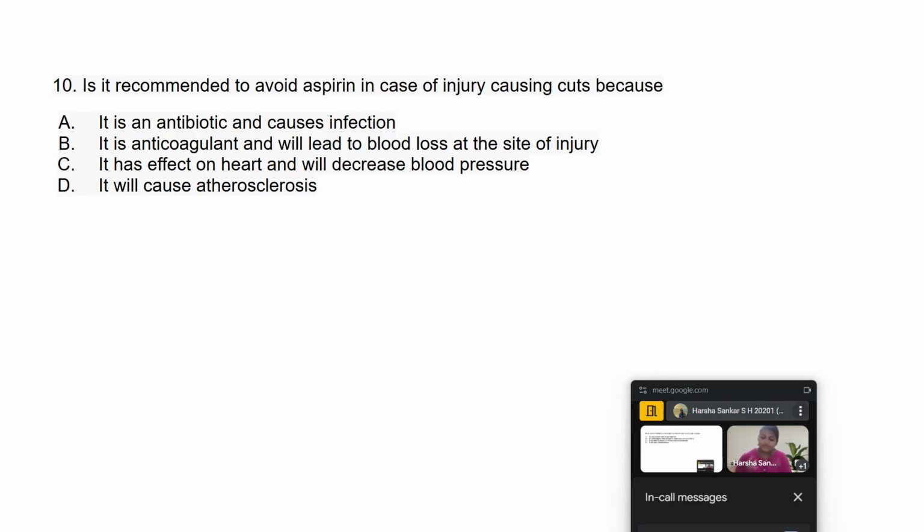Yeah, that is the correct answer. Aspirin is basically an anticoagulant. So if you are taking it at the time of injury, then the blood is not going to get clotted. Blood loss keeps on happening. So that's a very serious issue. That's why people say not to take aspirin if you have a cut or something.